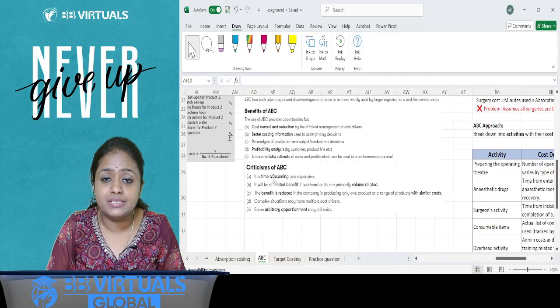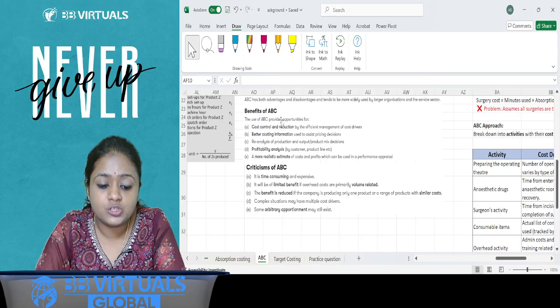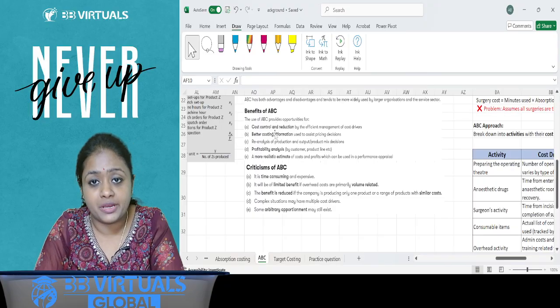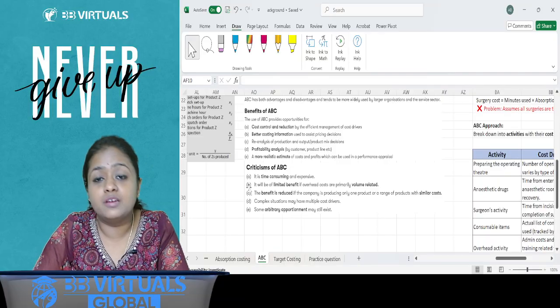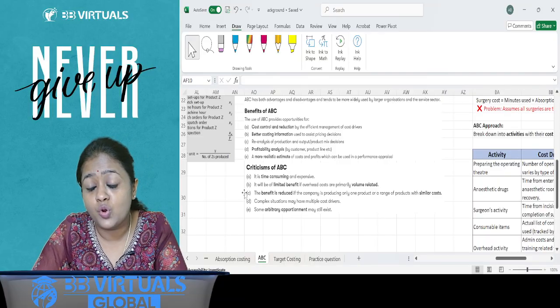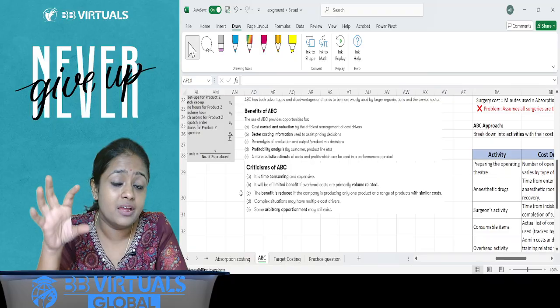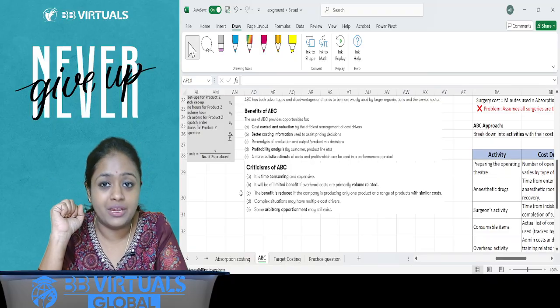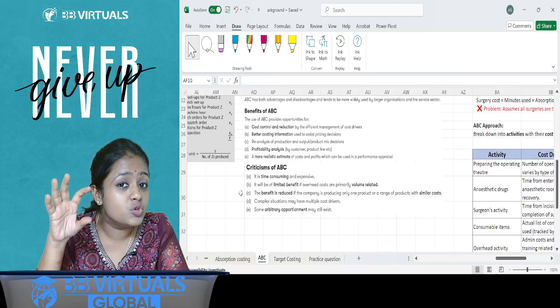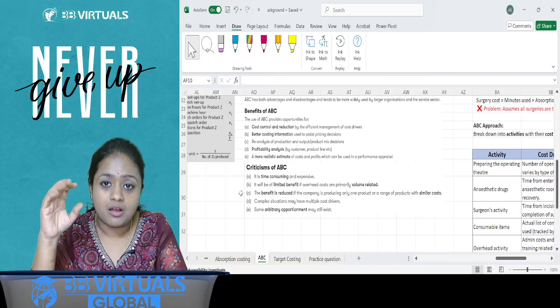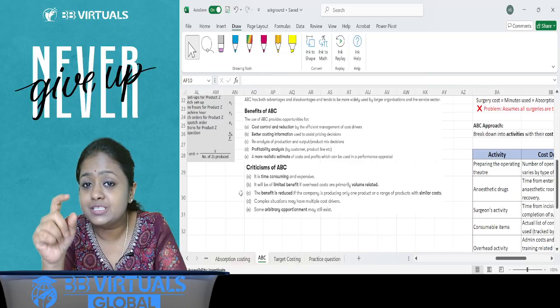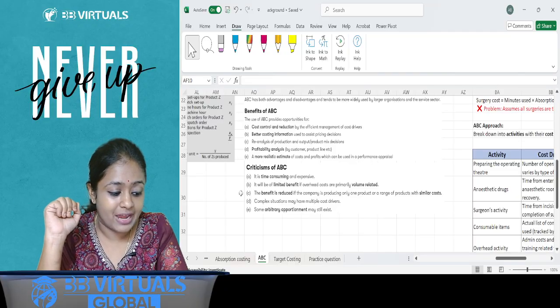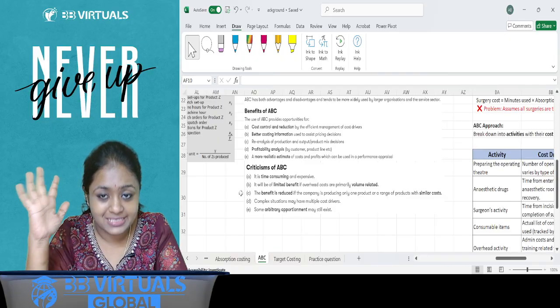It is a more realistic approach, and we can also have cost control measures, because by this method we come to know which product has more overheads allocated to it, because it uses more of those activities, and accordingly cost control measures can be put in place, right? I hope you all are with me on this.